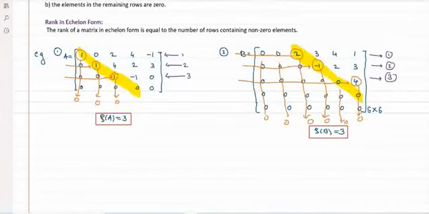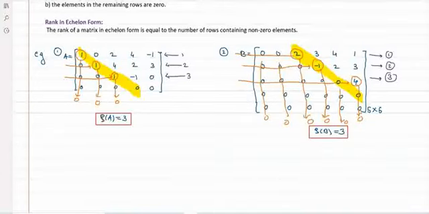Rank is the same, but the solution does not remain the same. So that's why, when a particular method is given while finding the rank, you have to apply that particular method only. If the method is not given, you are free to choose either normal or echelon.